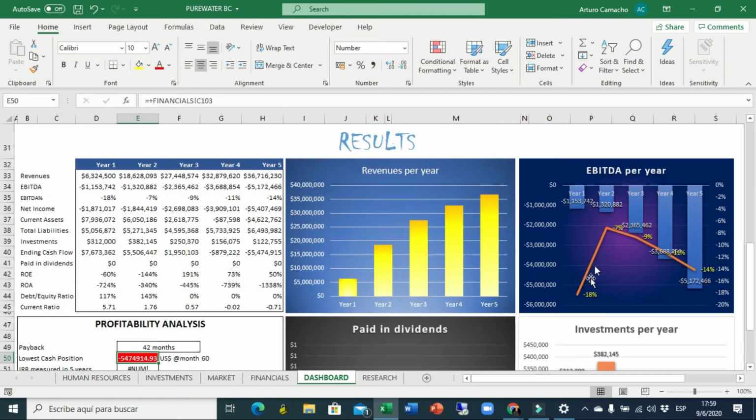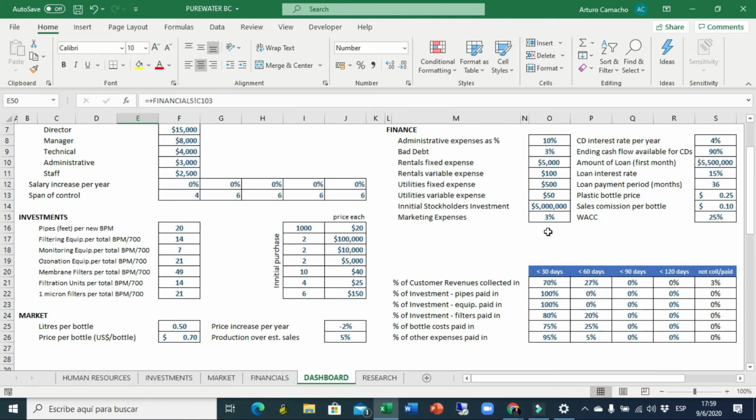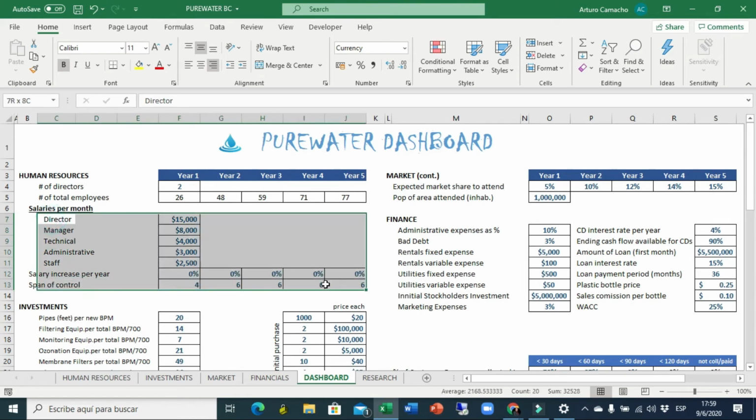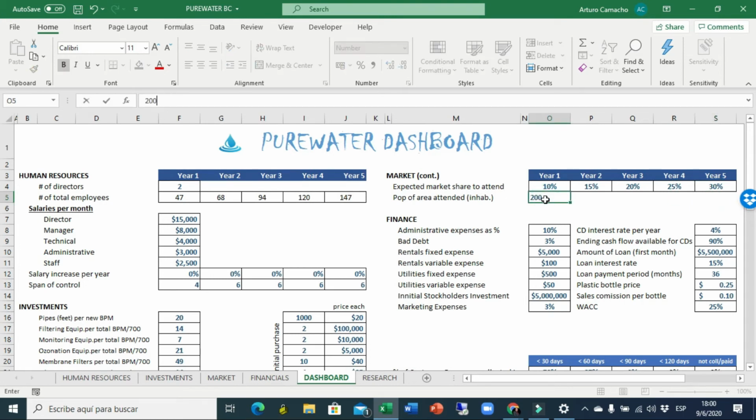Here is the graph. See, the EBITDA per year is all negative. Every time more negative. So what's happening is that you did a lot of investments. You have a heck of personnel, well paid, lots of them, but you are only taking 15% of 1 million inhabitants of an area. So you have to aim higher. You must at least begin with 10%, then you grow perhaps 5% a year. So you take 30% of the market, which is a higher market.